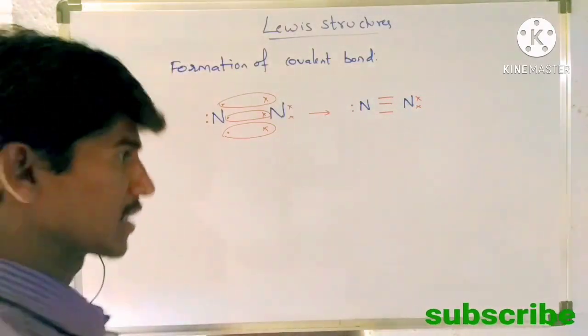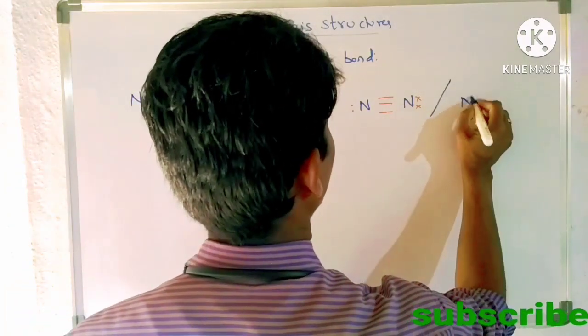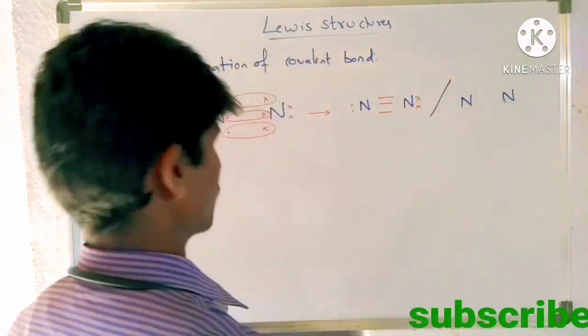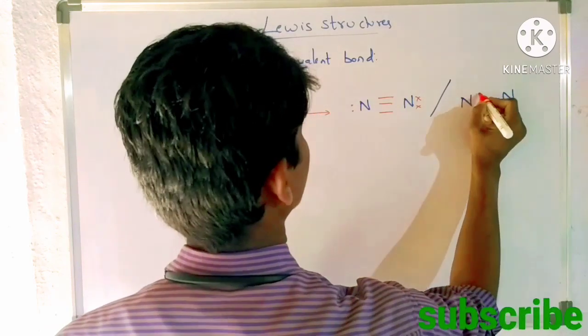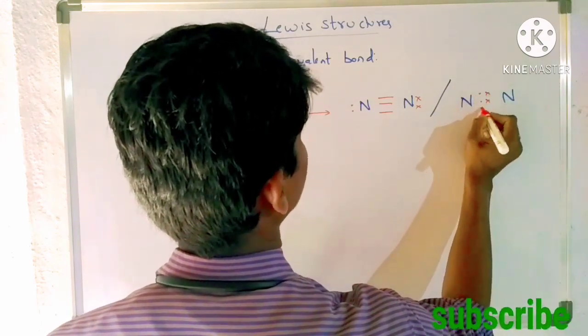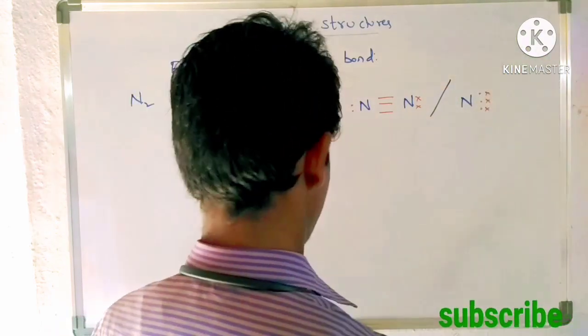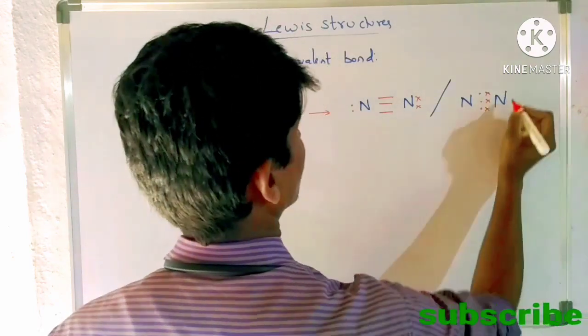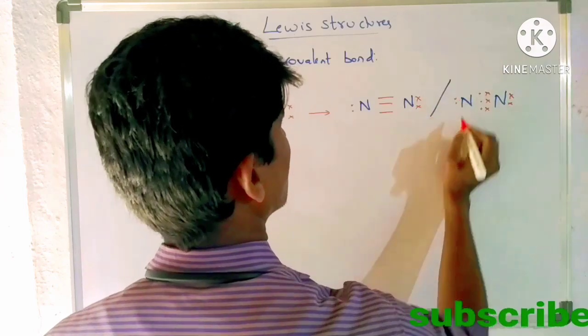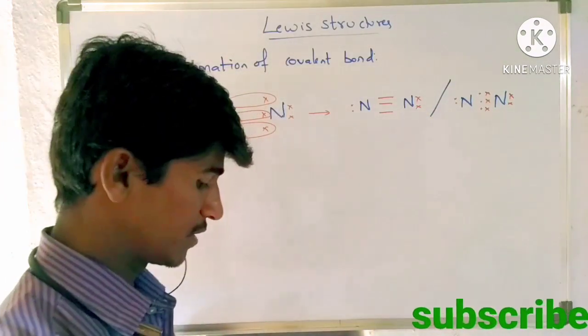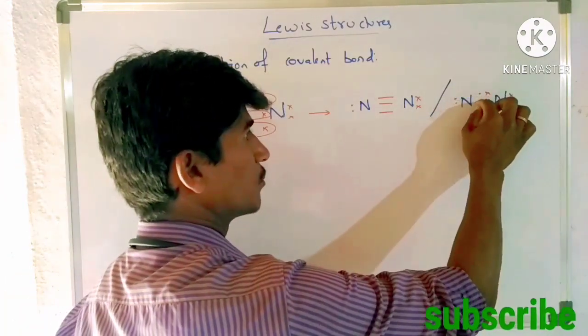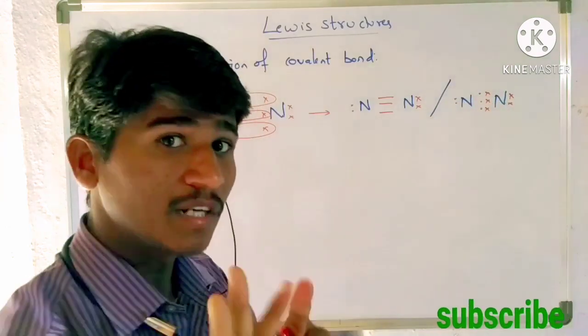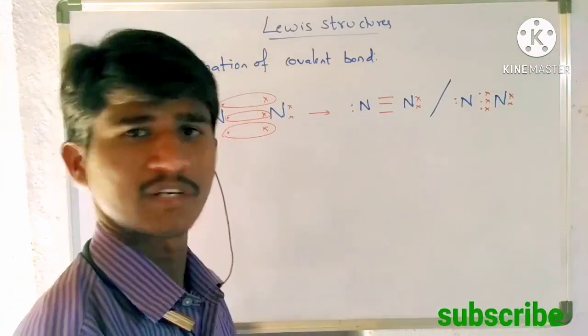Simply we can represent it like this also. Here, dot cross, dot cross, dot cross, when this nitrogen comes closer. Here, how many electron pairs are shared? 1 electron pair, 2 electron pairs, 3 electron pairs. So 3 electron pairs are shared. So it leads to the formation of a triple bond.